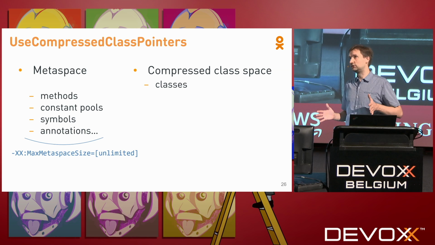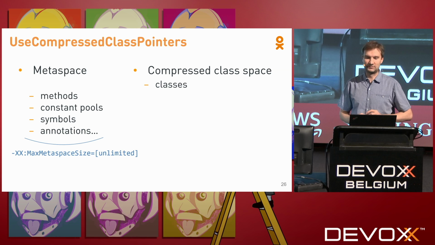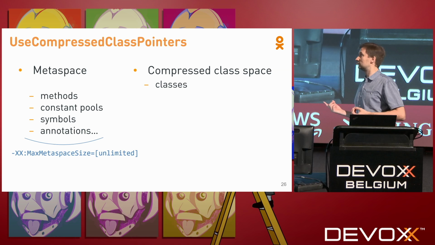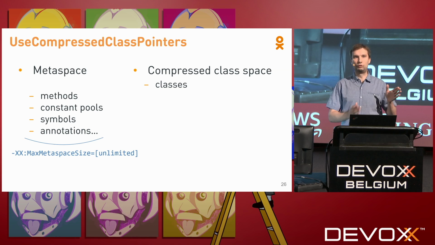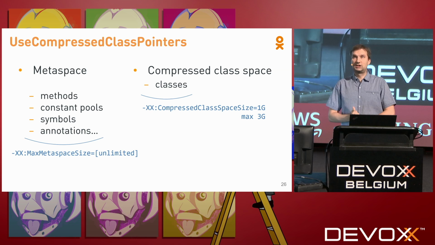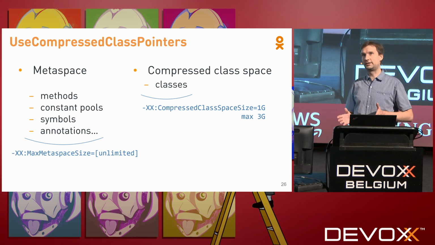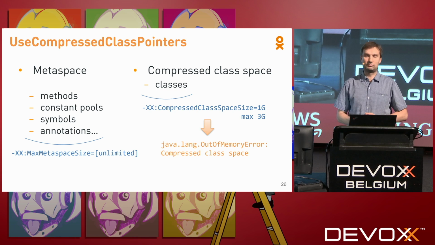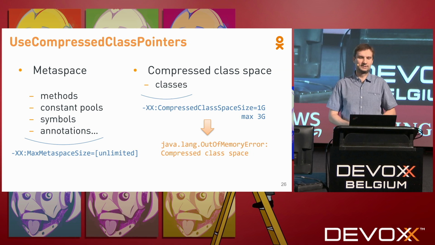When the heap is relatively small, less than 32 gigabytes, the JVM turns on the compressed oops optimization by default. This optimization makes object references 32 bits instead of 64 bits. And with this optimization, another similar one, UseCompressedClassPointers, is turned on by default. It allows the pointer to the class of every object to also be 32 bits in size. And when this option is on, the class metadata is moved from metaspace to a separate region called compressed class space. And this compressed class space is limited in size. It is 1 gigabyte by default. The maximum possible size is 3 gigs. And here comes the problem again. If for some reason your application loads too many classes, you can see an out of memory error: compressed class space.